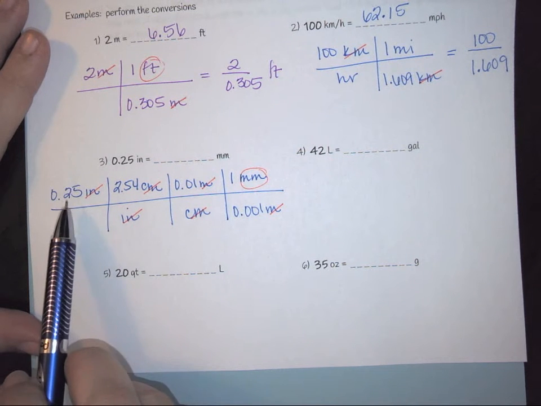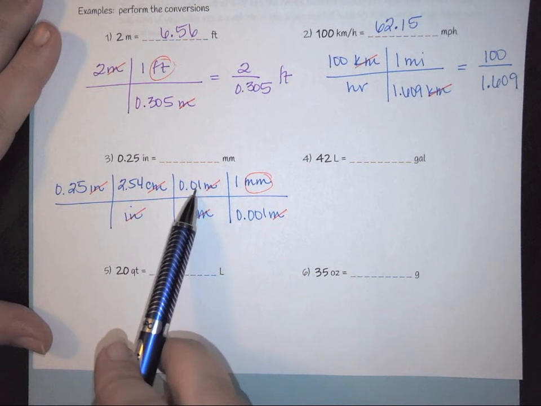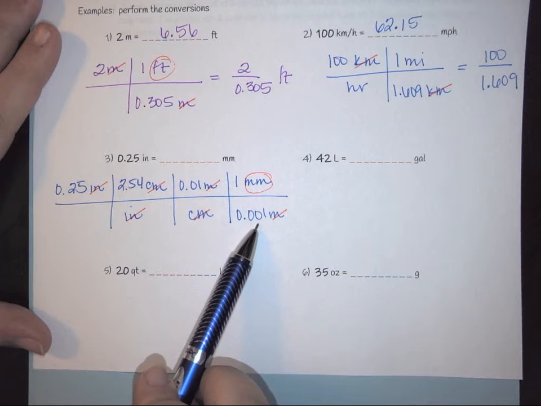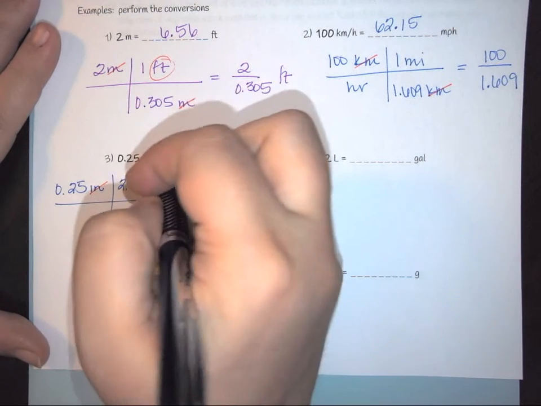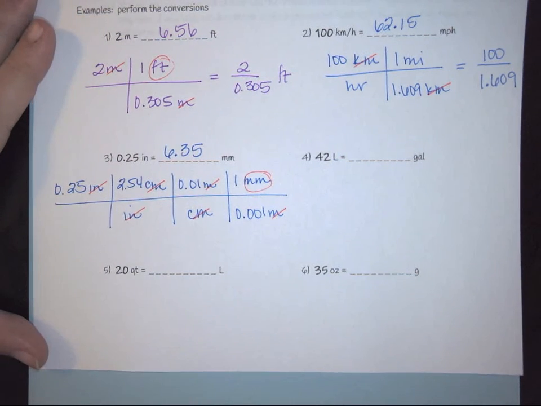So we're going to do 0.25 times 2.54 times 0.01, divide that all by 0.001, and this should come up with 6.35 millimeters.